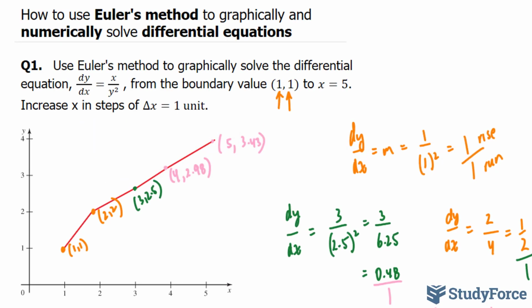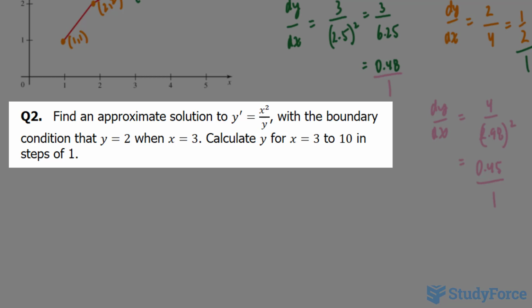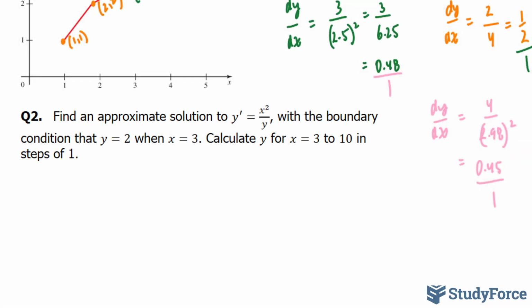In part 2 of this series, I'll show you how to use Euler's method to numerically solve differential equations, as opposed to in part 1 where we graphically solved them. The question reads, find the approximate solution to y prime is equal to x squared over y with the boundary condition that y is equal to 2 when x is equal to 3. Calculate y for x equaling 3 to 10 in steps of 1.